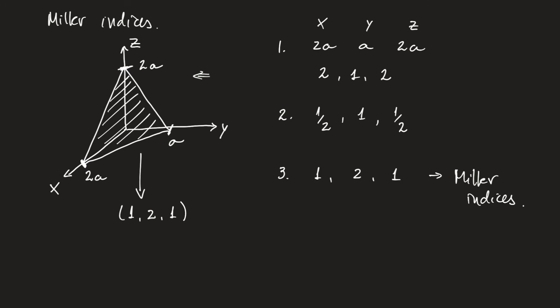There is a name for each one of these numbers. The first index we call H, the second K, the third L. The Miller indices in general are H, K, L. Now let's see a few more examples, including determining the Miller indices from the plane, as well as drawing the plane from the Miller indices.